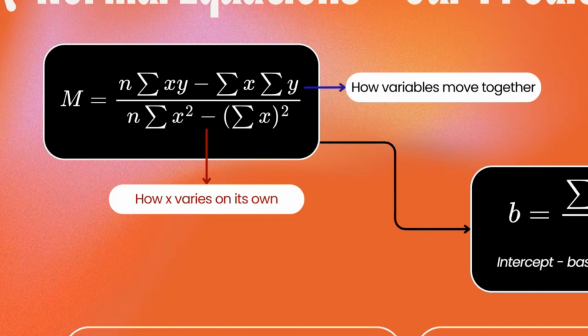Now, for every 1 unit increase in x, how much does y change? That's m. Top, how x and y move together. And bottom, how x varies alone. Elegant once you see it, right?